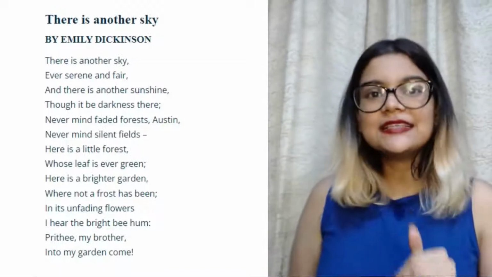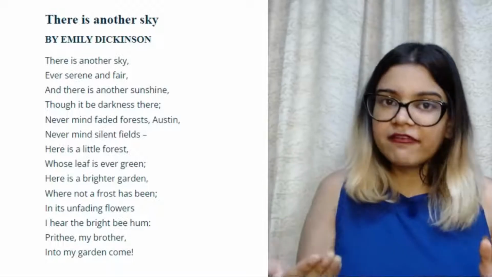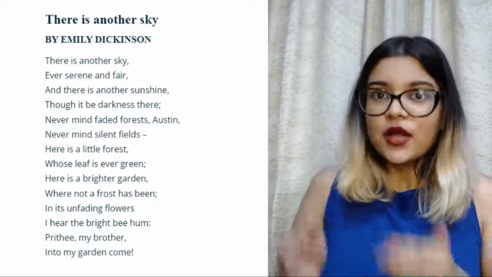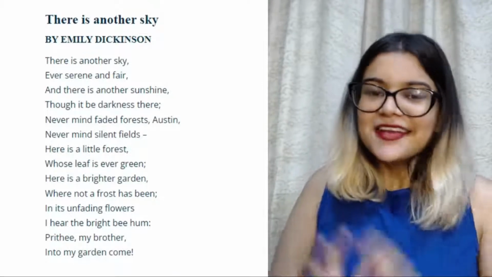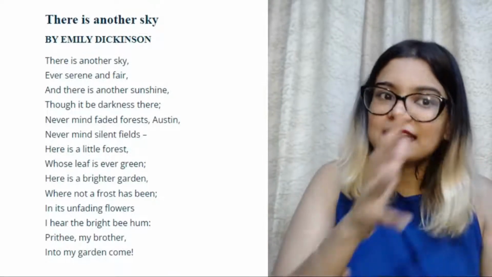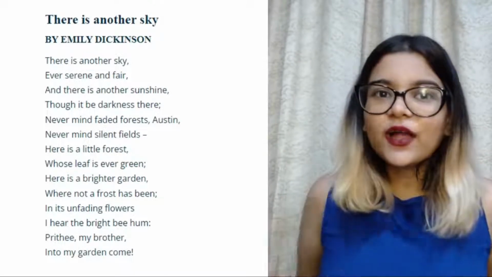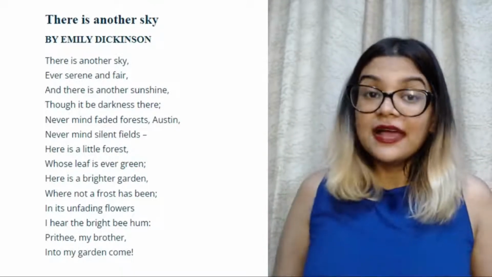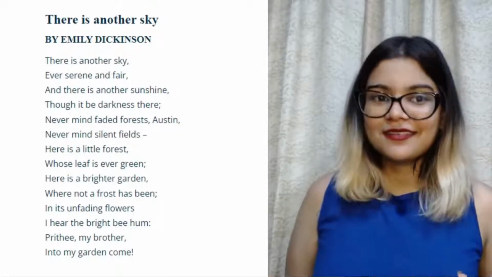So there is another sky, there is a different world. Over here, another sky is referred to as a different world which is not in Boston. It is in Amherst where Emily is staying. So there is another sky, there is another world. It is serene, it is very calm, tranquil, it is very peaceful. It is fair. It is just, it is right.